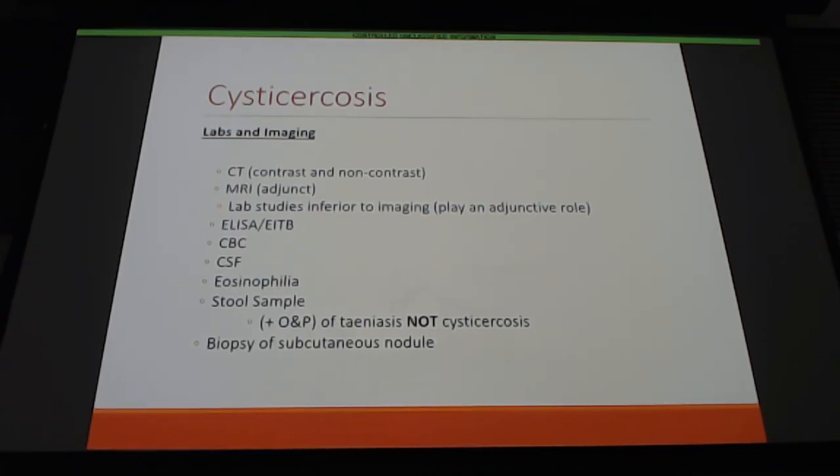So when it's in our muscles, on the other hand, we can just biopsy that, send it off to the lab, and the lab will tell you what that is. So that's it.